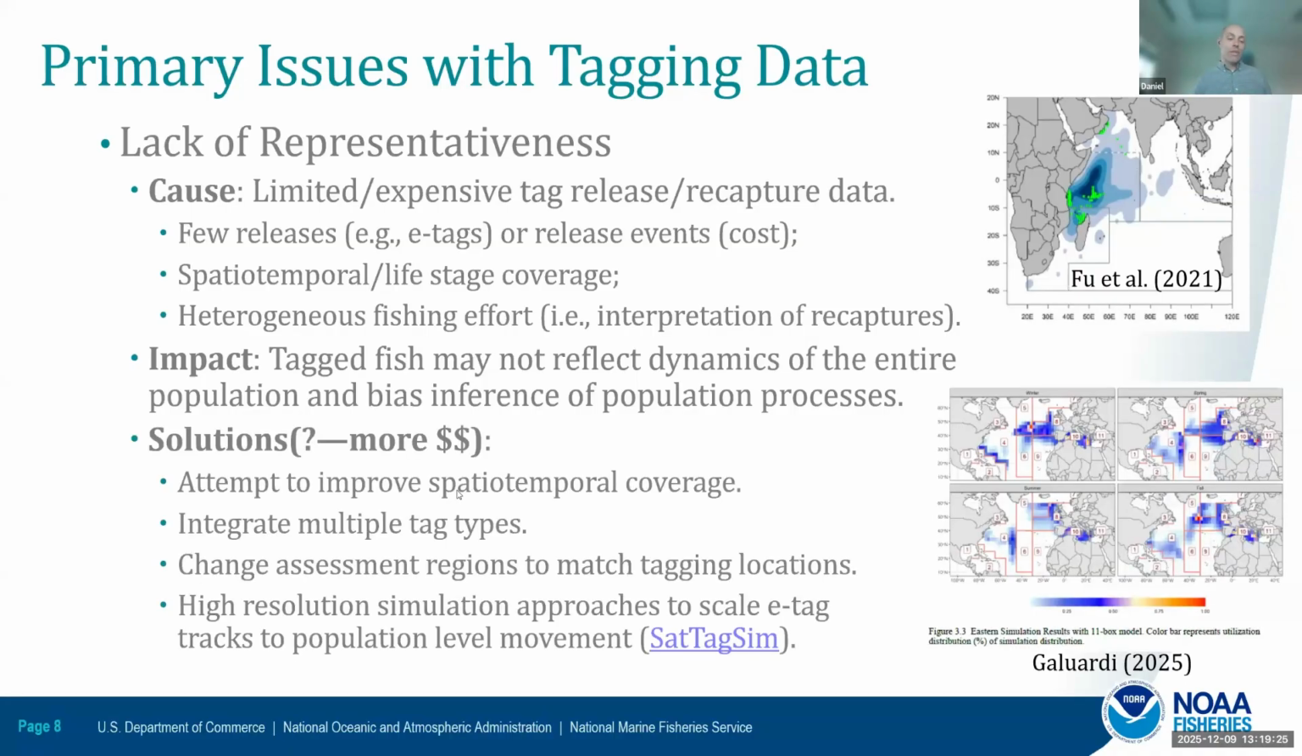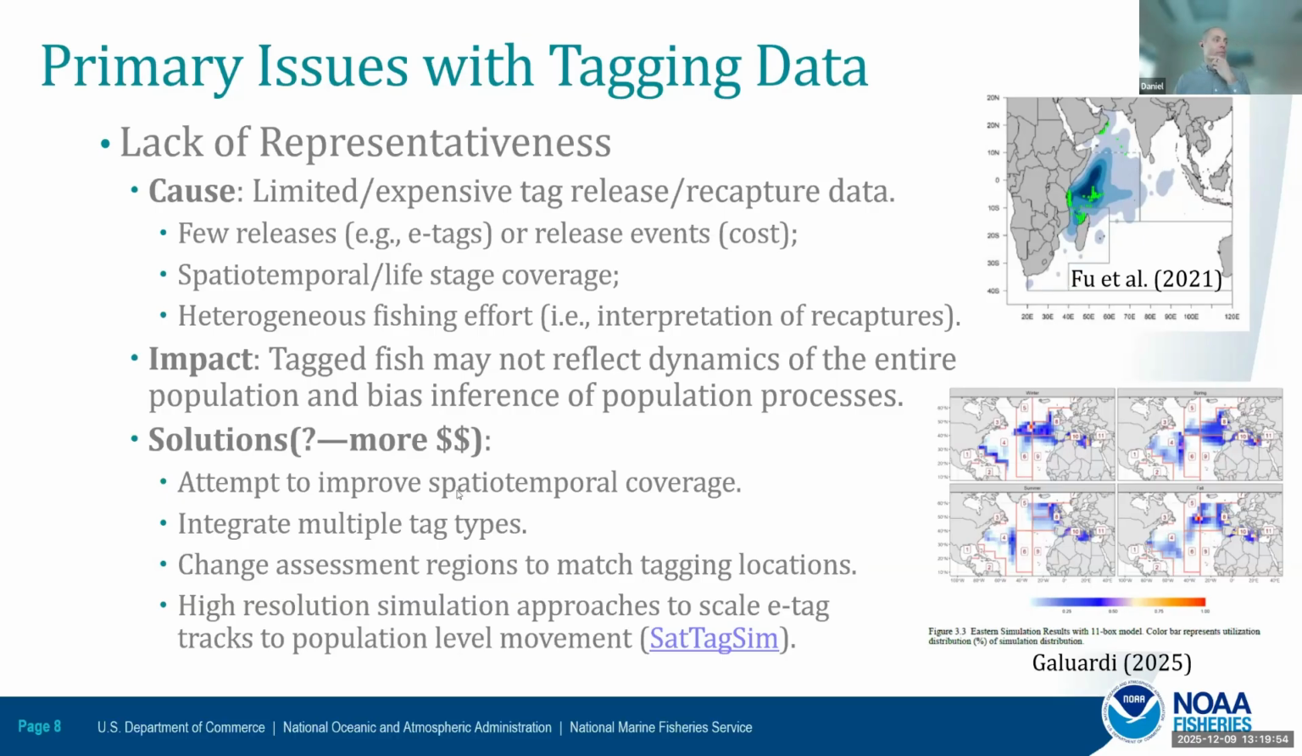I put solutions, but honestly, I don't know if there are solutions to any of these, but there are ways to try to deal with them. The representativeness issue, I think, is really just a monetary cost constraint situation, where if we were able to go out and tag across an entire ocean basin, then we'd probably not be worrying as much about the tagging data, but obviously that's kind of impossible.